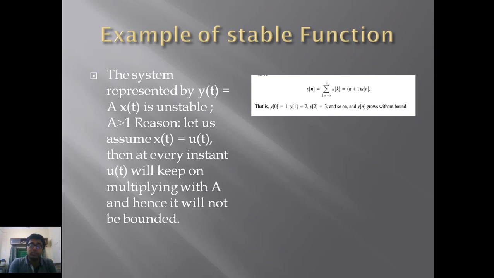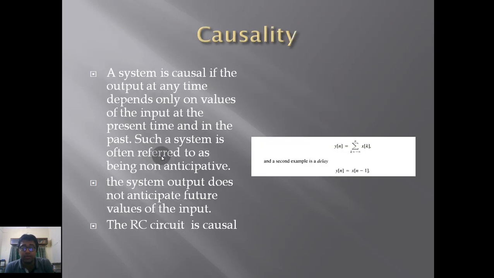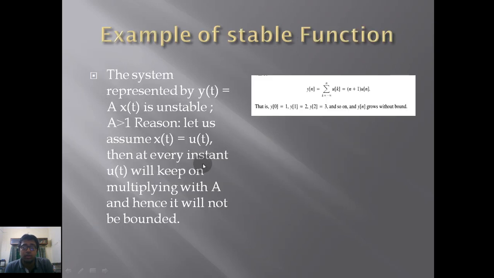Now, an example of a stable system. The example here is the system represented by y(t) = a x(t), which is unstable if a is greater than 1. Reason: let us assume x(t) = u(t). Then at every instant u(t) will keep on multiplying with a, hence it will not be bounded.